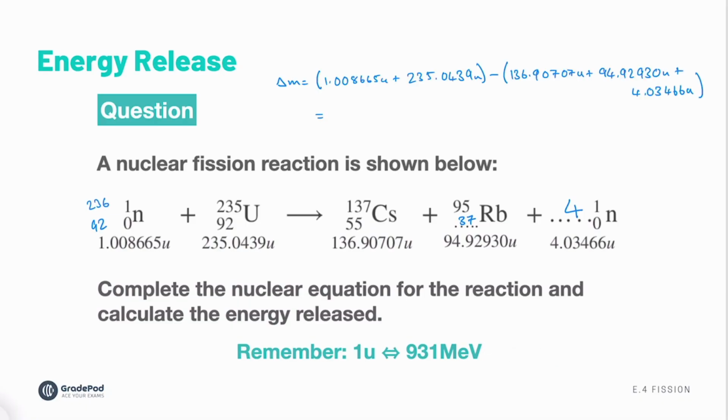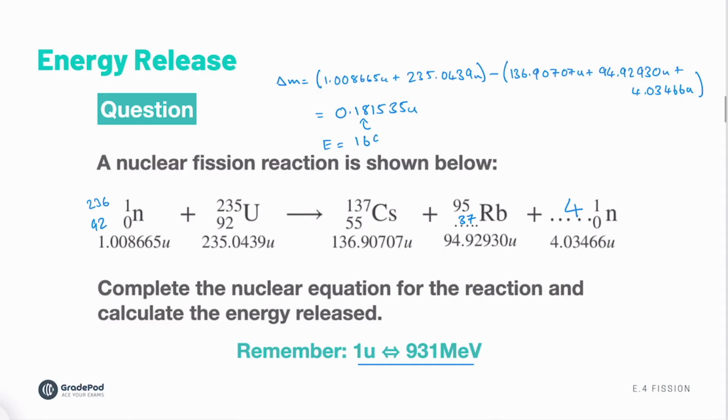Popping that all into our calculator gives us that number of the mass defect in atomic mass units. Obviously, remembering this equation, we then multiply 931 mega electron volts by this number here, and that gives us the energy as 169 mega electron volts. That is how much energy is released in a fission reaction.